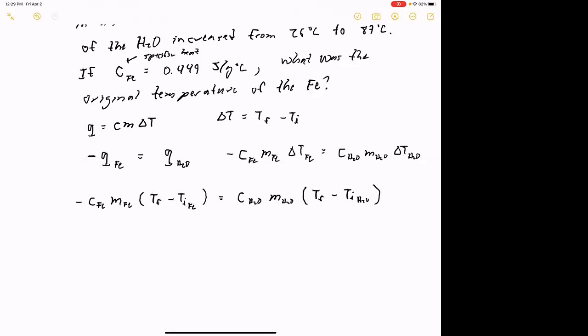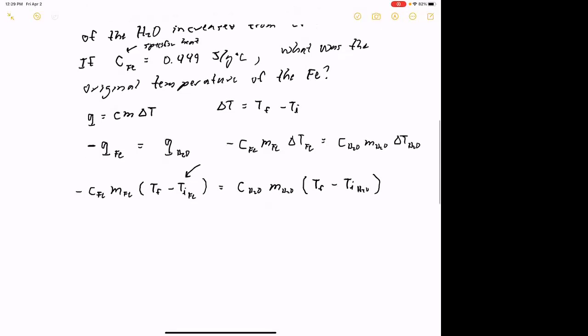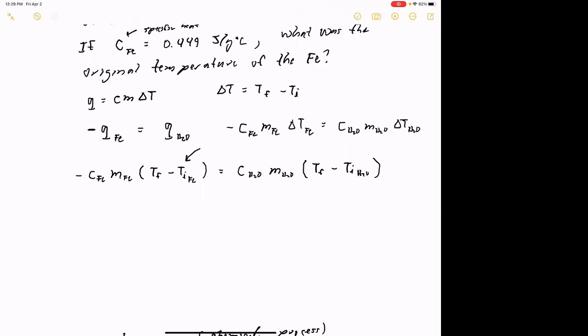Okay, so now what variable is it that I'm after here? The question asks, what was the original temperature of the iron? So the variable that I want is that guy right there. It's the T initial for the iron. So now basically we have to do a bunch of algebra. I'm going to go ahead and just give you the result of the algebra. You guys probably ought to make sure you can go through it and get the same result I've got.